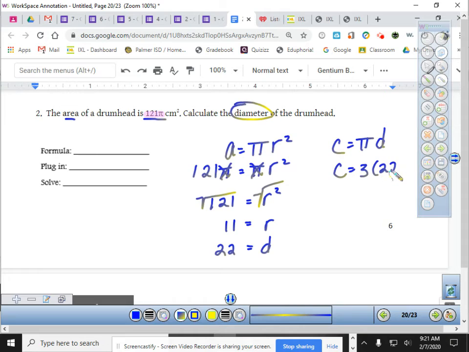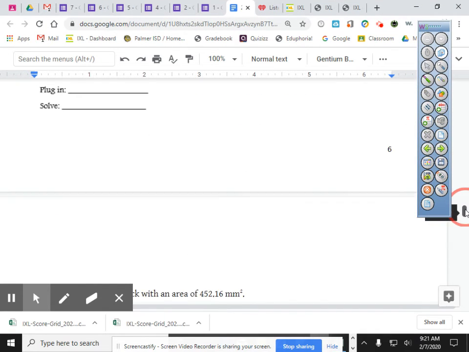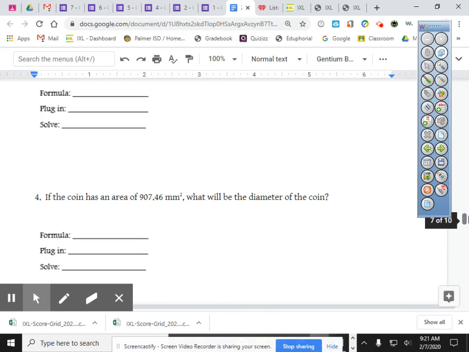$66. There you go. Everybody understand? Good. How many of you feel good about this? Like, really good. Raise your hand if you feel really good about it, like you got it.